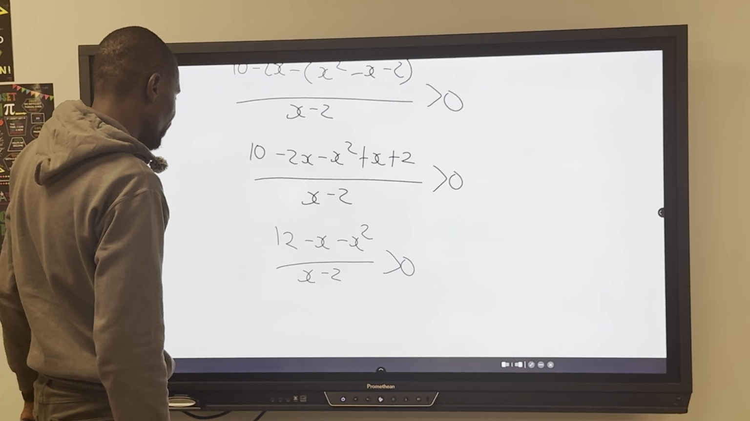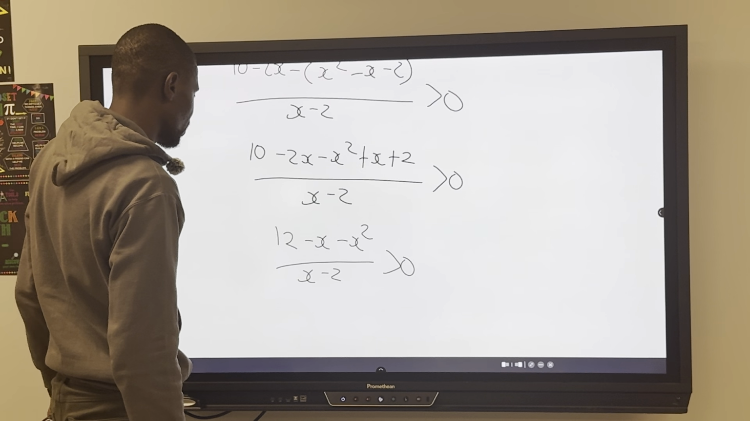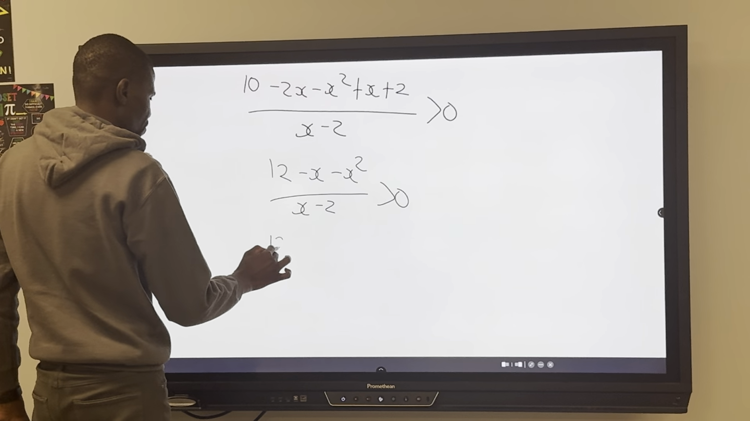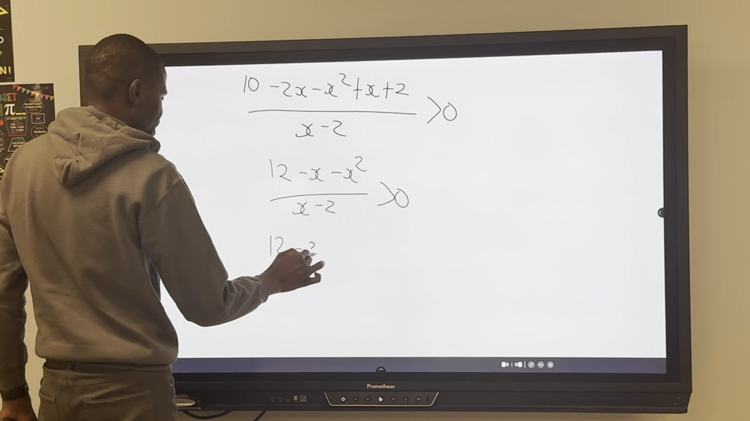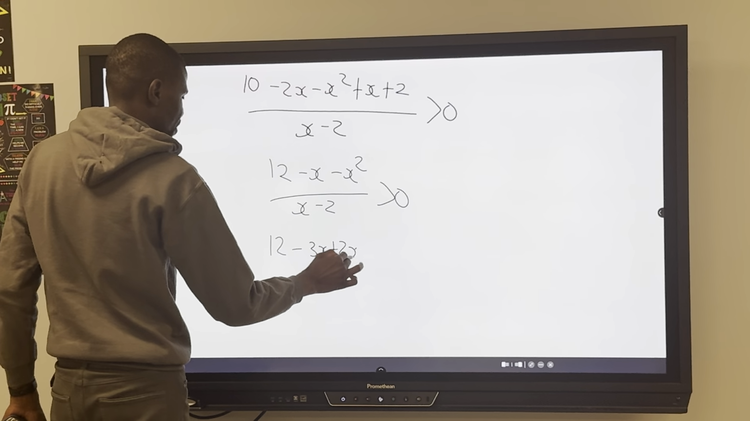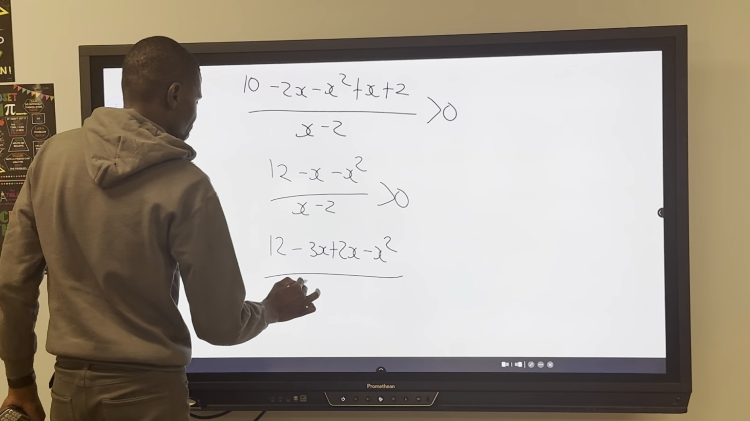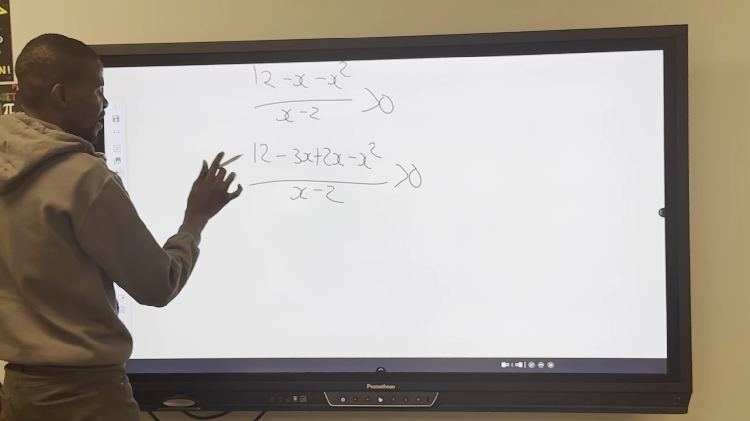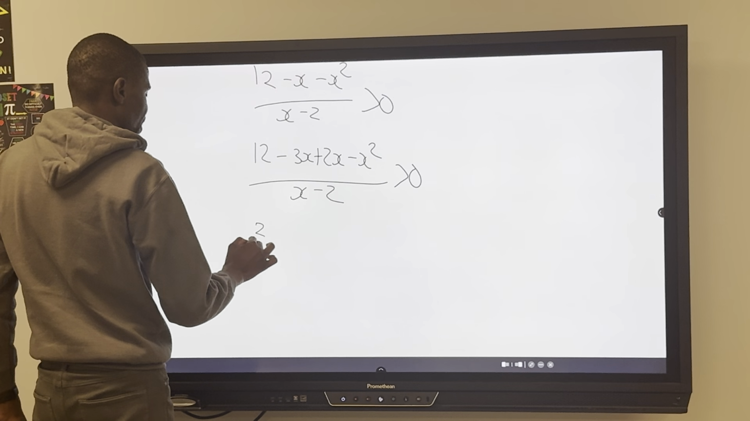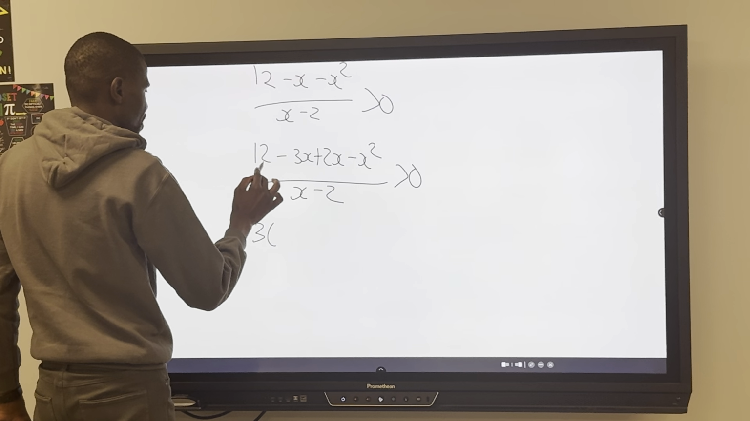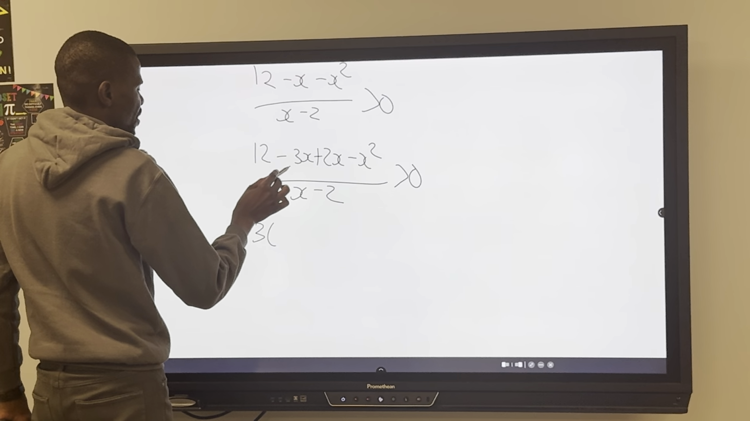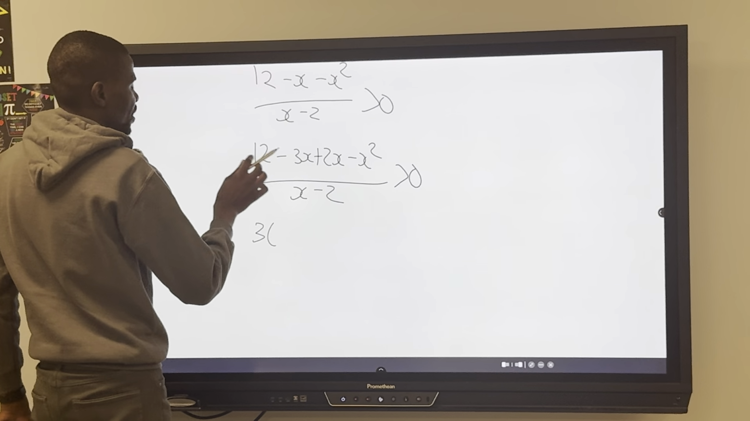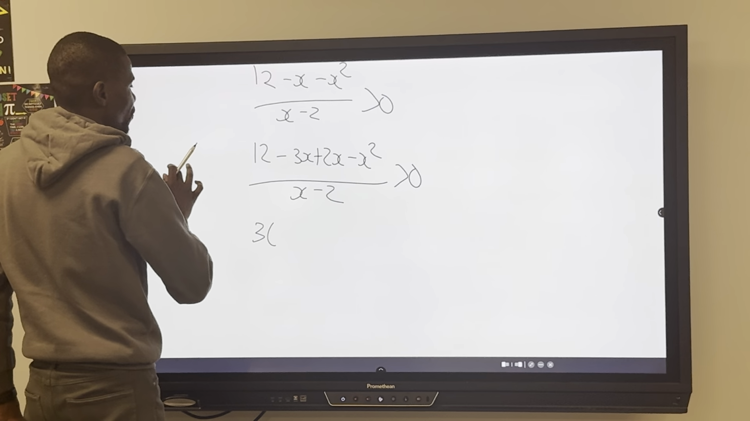So here, factors of negative 12x, so we're going to use 3 and 2, right? So it's going to be 12 minus 3x plus 2x minus x squared over x minus 2 is greater than 0. And now we take out 3. Then if we take out 3, factors of that, 12. No, it's not this, but it's supposed to be 4 and 3.